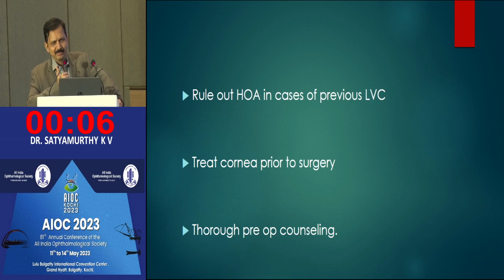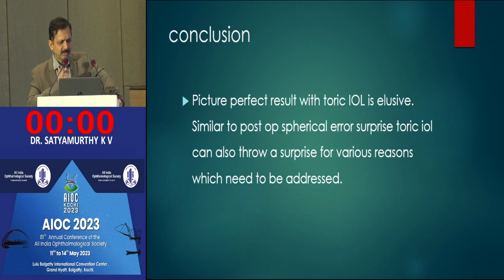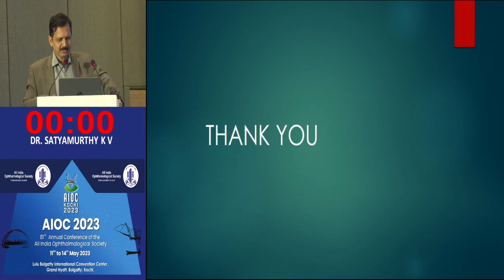And corneal astigmatism is not just the axis which is going to tell you. So if the patient has higher order aberrations, treat the cornea prior to surgery, or at least this will help us do proper, thorough counseling. They should not expect very good results with a bad cornea like that. So it need not be a picture perfect result all the time. Toric IOL results can be elusive. Similar to post-op spherical error surprise, toric IOLs can also throw a surprise for various reasons, which we need to address. Thank you very much for your patient listening.